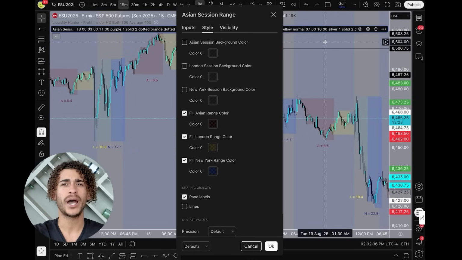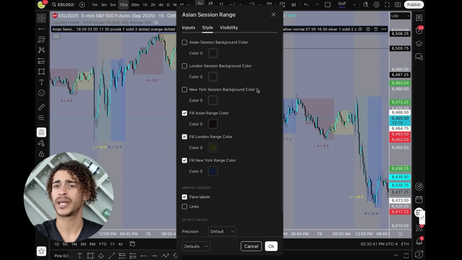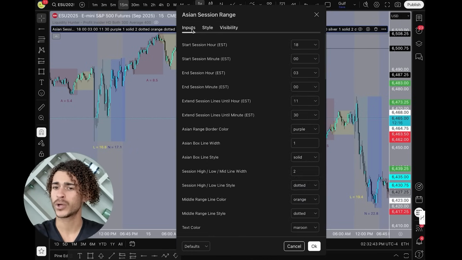and I'll teach you exactly how to set it up in one moment. Once you have this indicator set up, you can go ahead and just copy my settings so your chart looks exactly like my chart. Here are my color settings, and then real quick, take a screenshot, guys. Here are my settings for when each session starts and when each session stops.